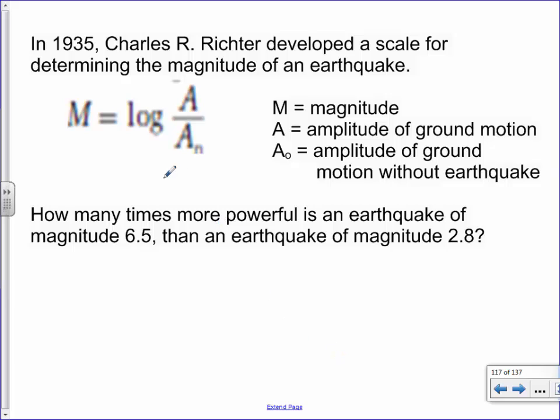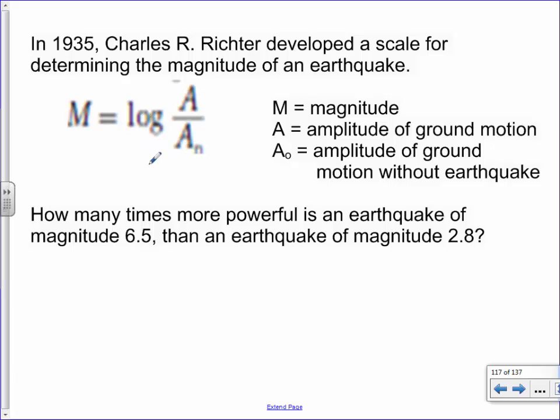What I've given you here is a formula that says the magnitude of an earthquake is equal to the log of the amplitude of the ground motion because of the earthquake divided by the amplitude of the ground motion without the earthquake. Technically, the ground is vibrating a little bit as we speak, just naturally. But during an earthquake, those vibrations are much more. Does that make sense? That's actually how they determine how powerful an earthquake is. It's based on how much more vibrations are there than normal. Find those two numbers, divide them, and then log it.